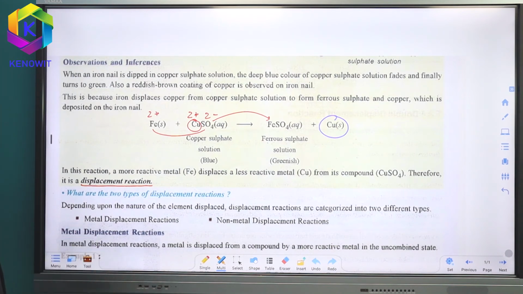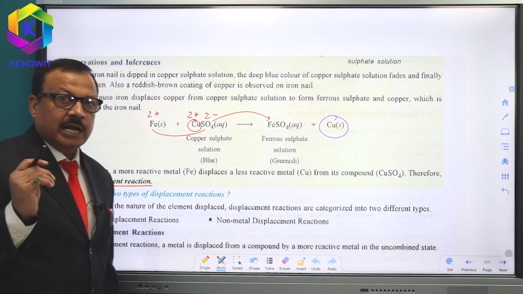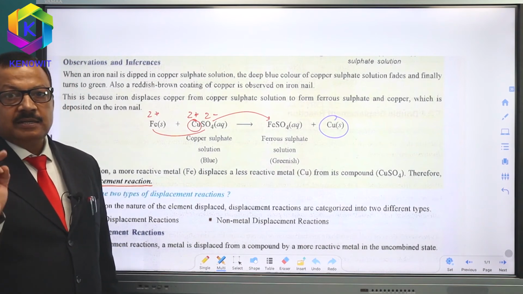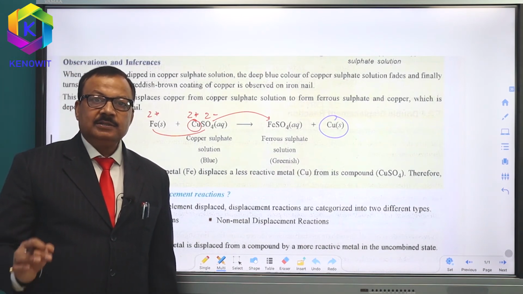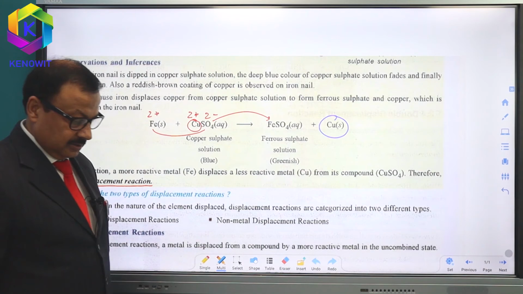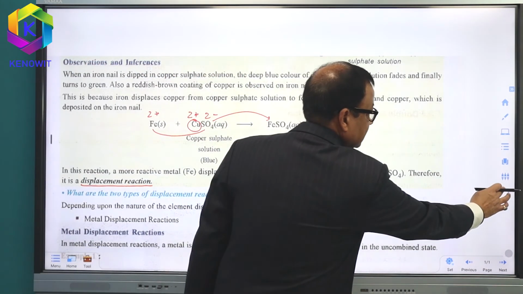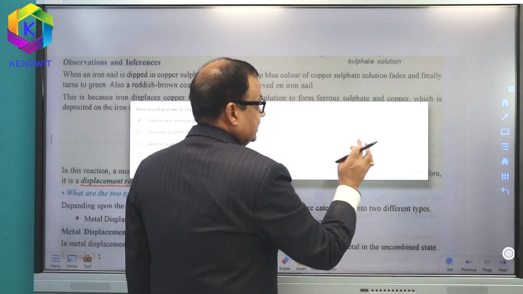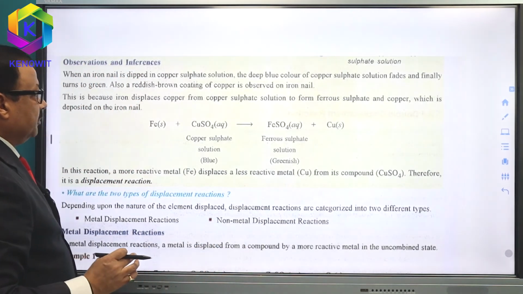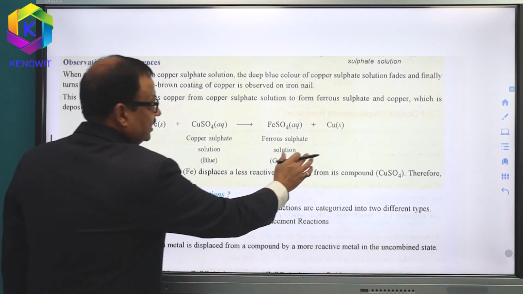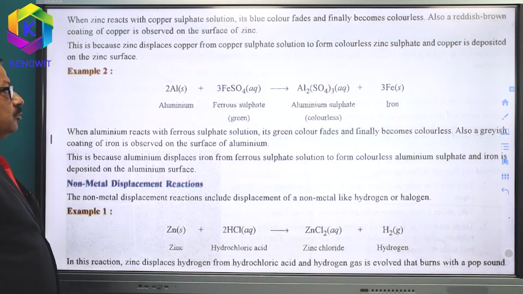Then the types of displacement reaction. There are 2 types of displacement reaction. One is metal displacement reaction and one is non-metal displacement reaction. So metal displacement reaction and non-metal displacement reaction I am going to explain with the help of examples. In this reaction, when aluminium is treated with ferrous sulfate, aluminium sulfate plus iron is formed.